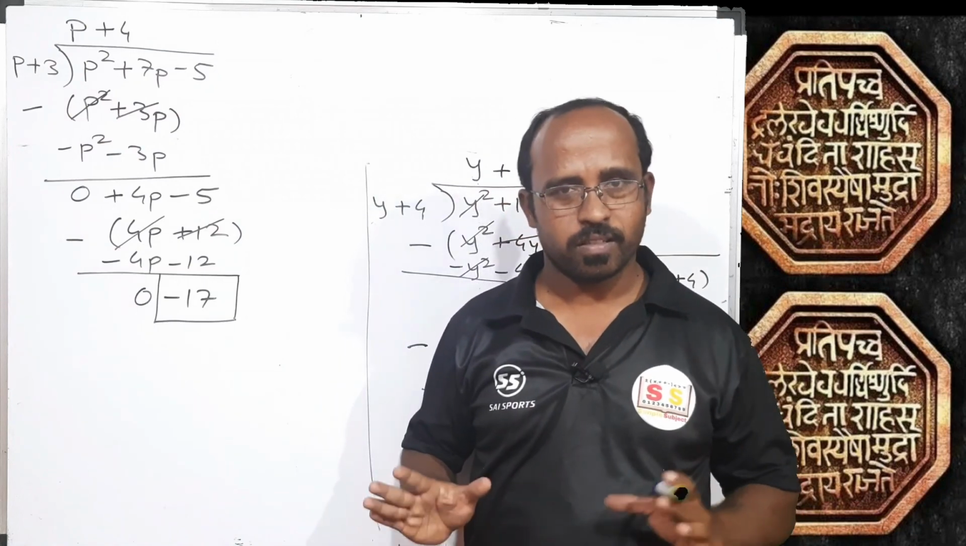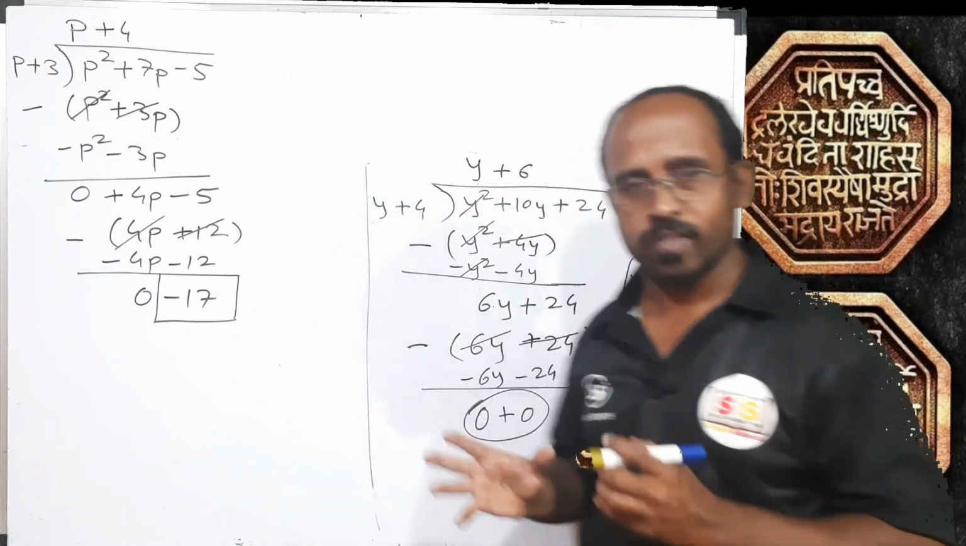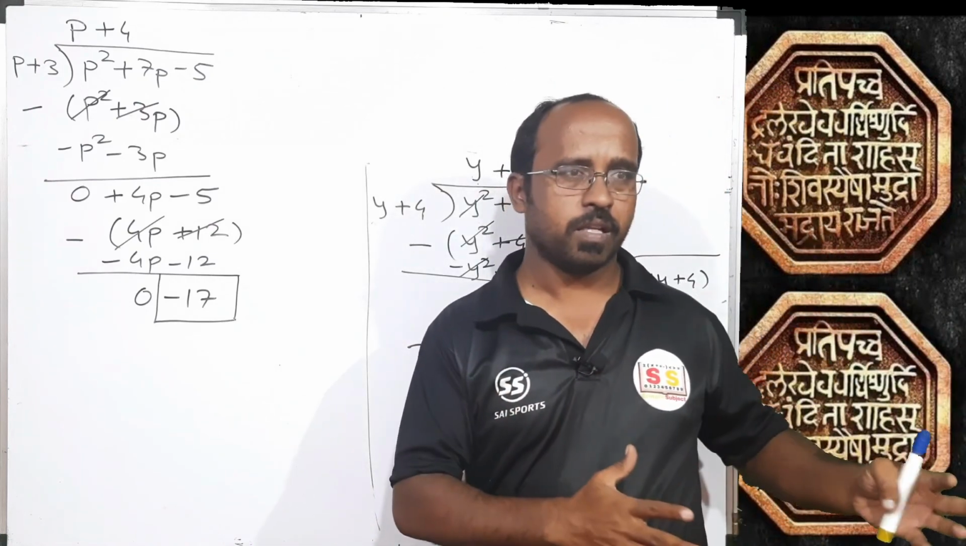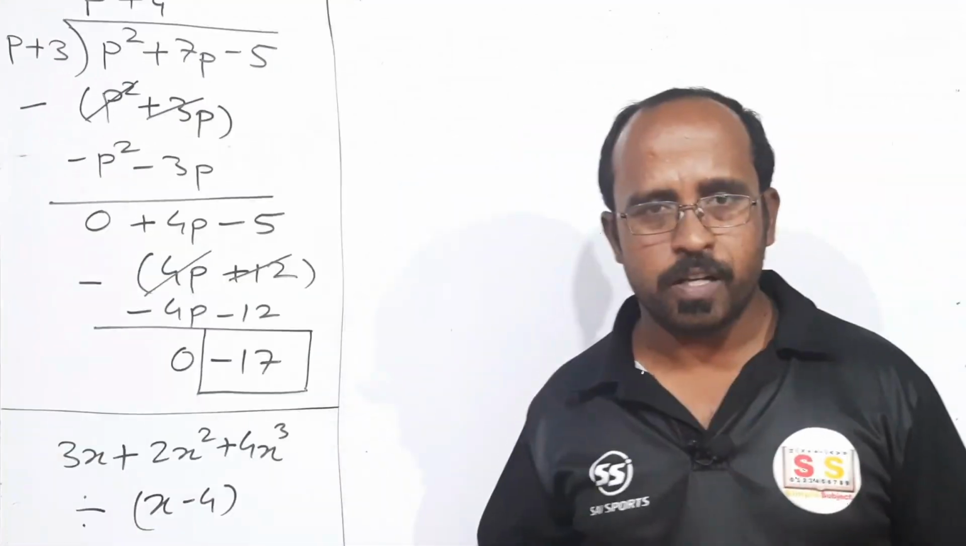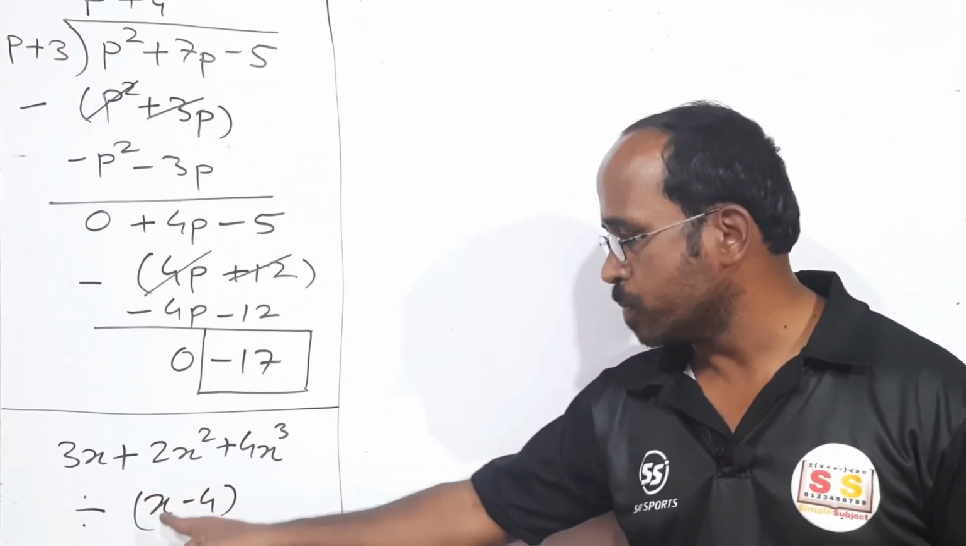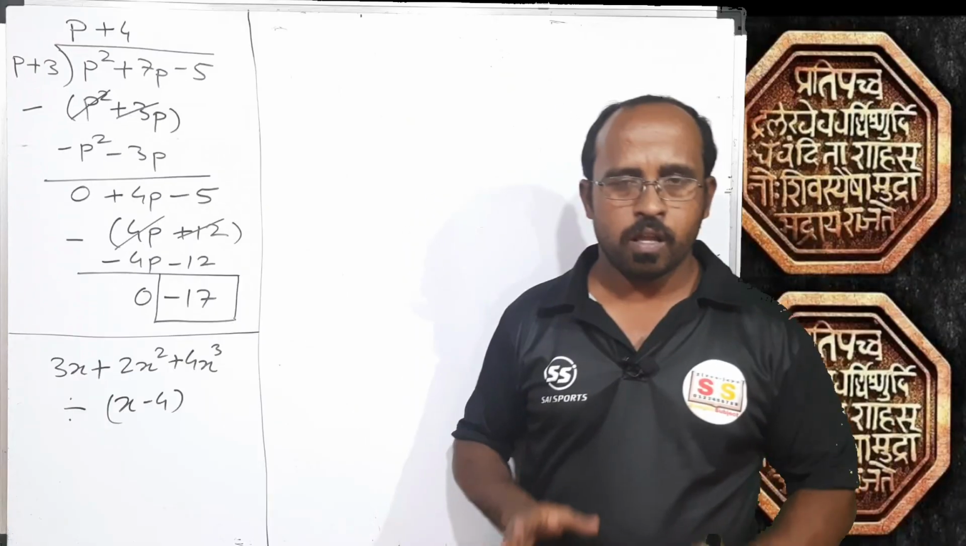Got it, students? I hope you are finding it easier, right? So we just have to continue with the same steps. Let us see one more example. Students, the next example is 3x plus 2x square plus 4x cube divided by x minus 4.